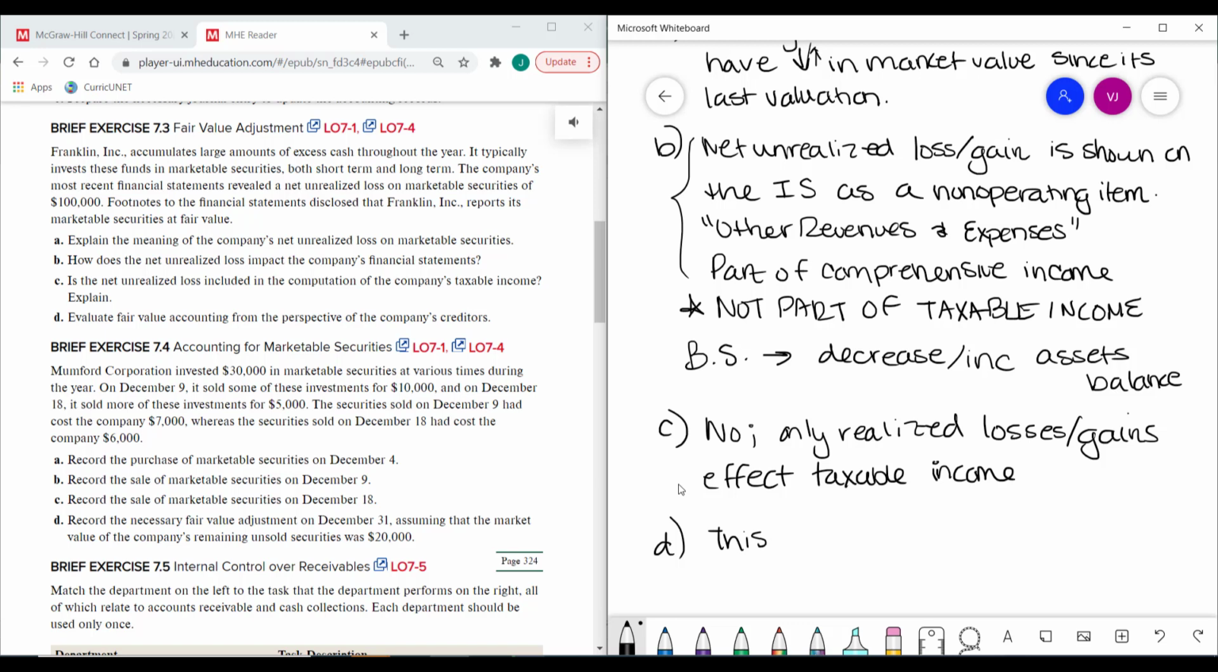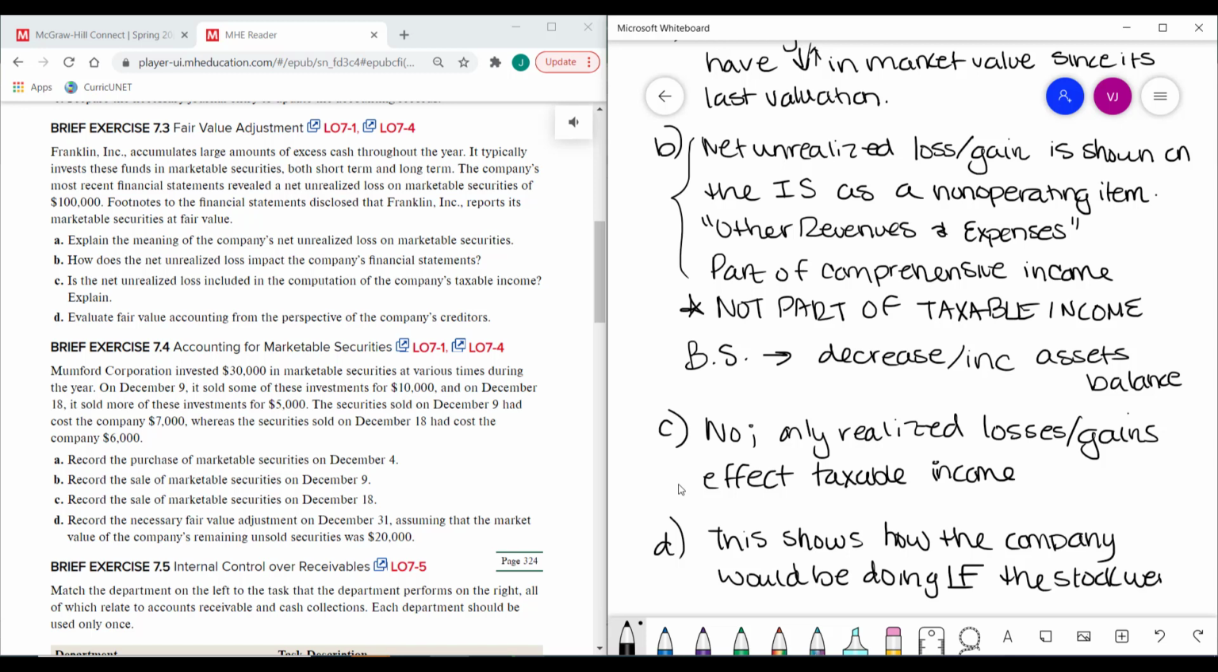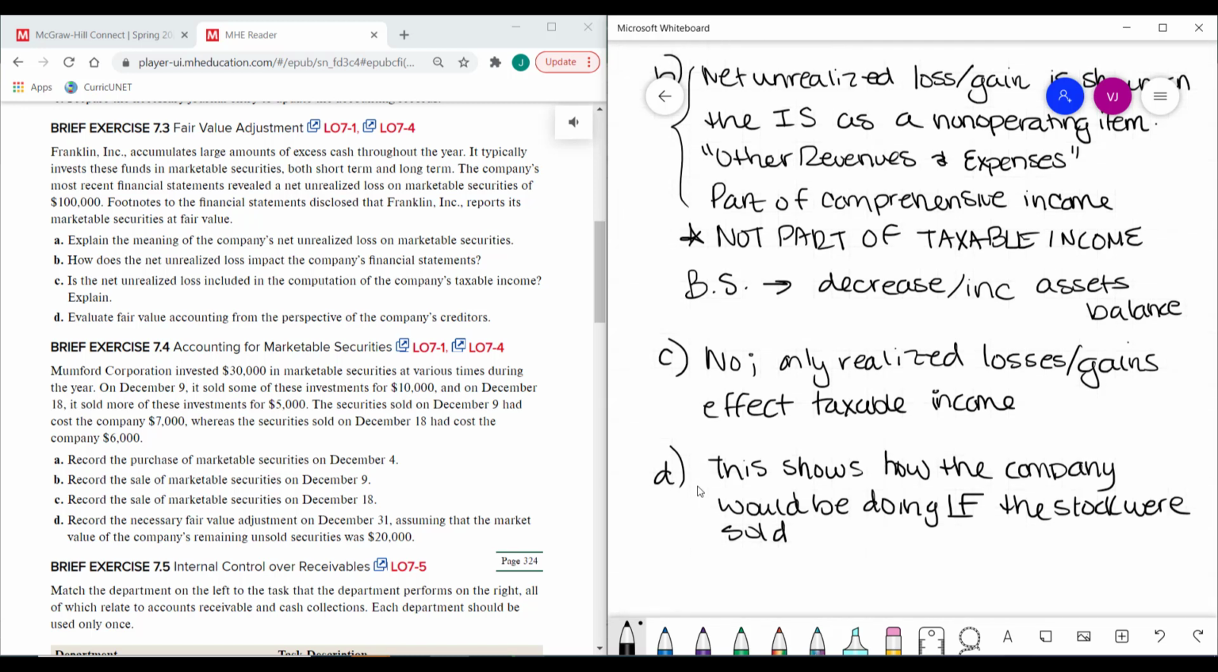So this shows, and I'll write this down, how the company would be doing if the stock were sold. Okay? It's basically what shows what their cash position would look like.